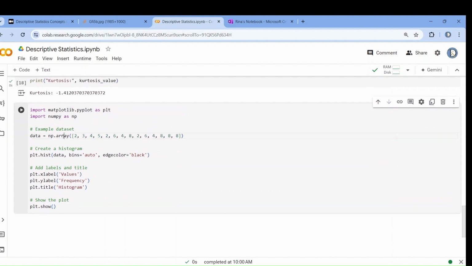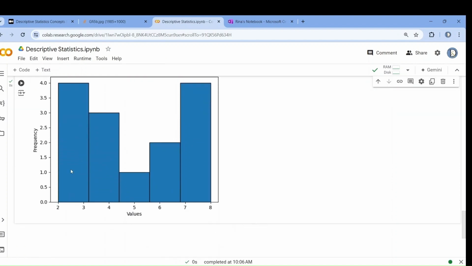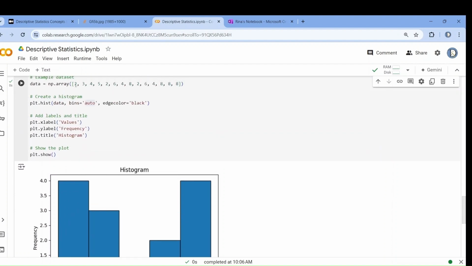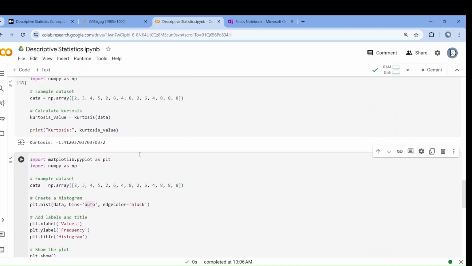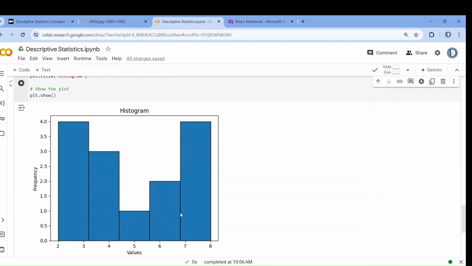Okay, so here one data is generated, a numpy array, then plt.hist. That means it is done using matplotlib. If you want, you can write sns.hist also. Okay, data. Now bins, you can give 10, 15. I have given auto. That means you decide. And if you want, you can give edge color, or if you don't want, you don't give. You can find the frequency. Okay. So how many times is 2 occurring? How many times 3? How many times 4, 5, 6, 7, 8? Okay. So the dataset is divided into 5 bins and you can calculate the frequency.